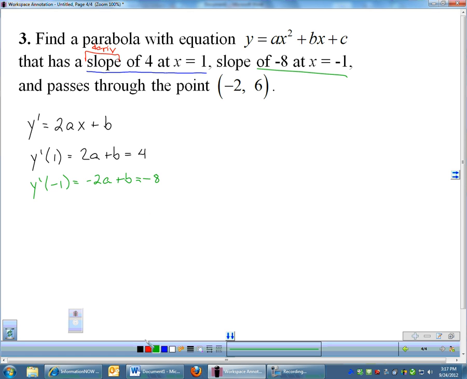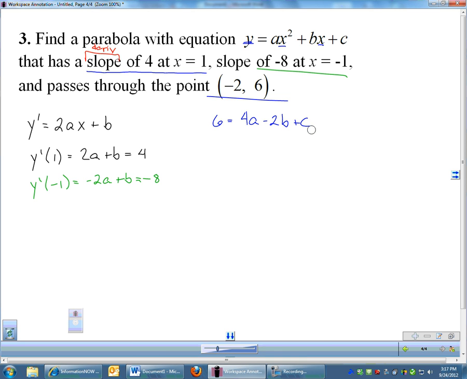And then the last bit of information, my parabola actually goes through the point negative 2, 6. Now that's not calculus, that's just saying when I plug in negative 2 for my x's, my y-coordinate is going to be 6. That ordered pair gives me an equation. 6 is equal to a times negative 2 squared, which is 4a, b times negative 2 is negative 2b, and c. Right?